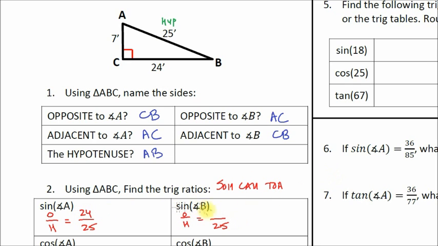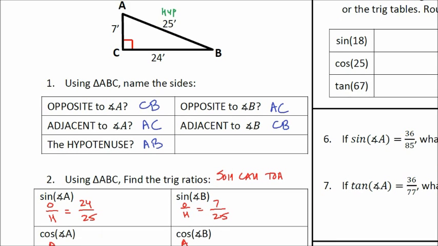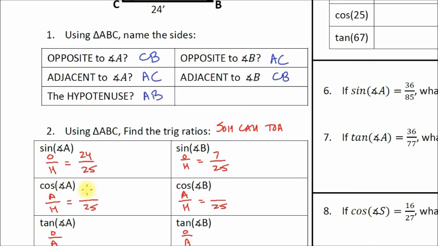I'm just going to do the sine of B. So if our reference angle is B, opposite of angle B is AC, which is 7. Now let's look at cosine. Cosine is adjacent over hypotenuse. The adjacent side to reference angle A is 7. And if you look at your triangle, the adjacent side to angle B is going to be 24.